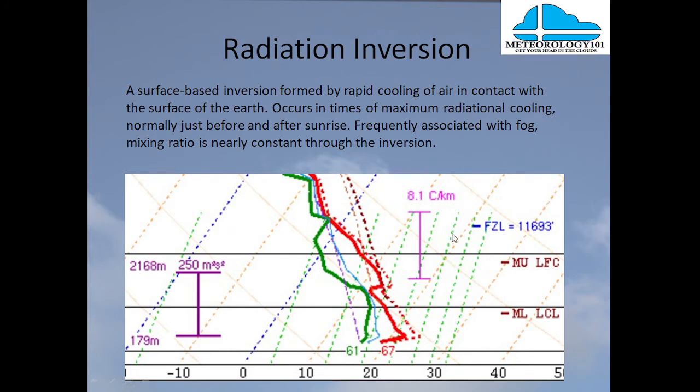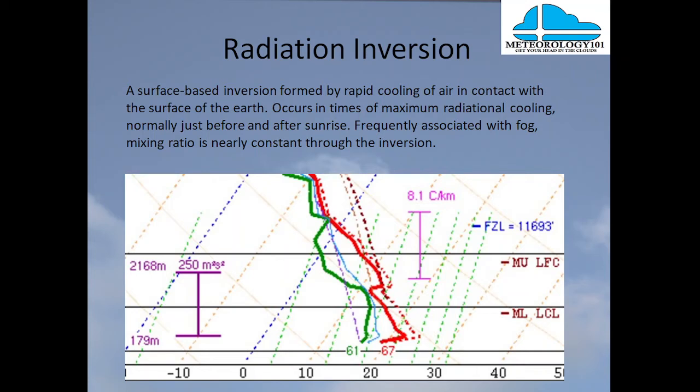Radiation inversion, a surface-based inversion, is formed by rapid cooling of the air in contact with the surface of the Earth. So what you see here typically is, it clears out at night. Overnight, you have radiational cooling, the surface of the Earth cools the air above it and brings that temperature, the surface temperature, down to the dew point, then condensation occurs at that point.